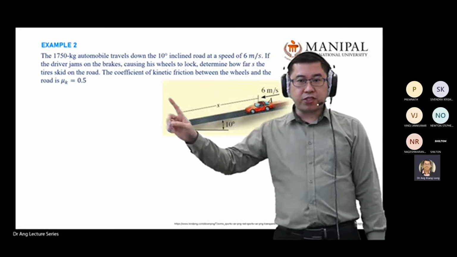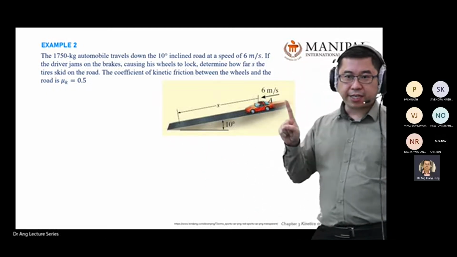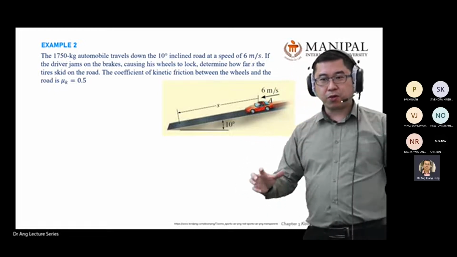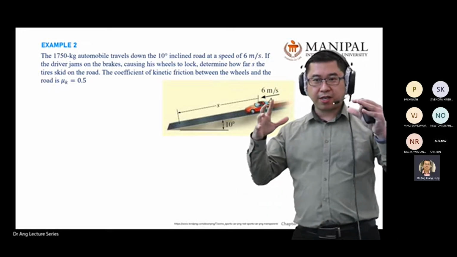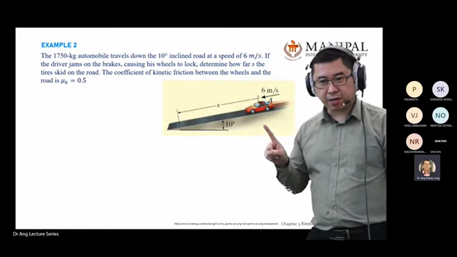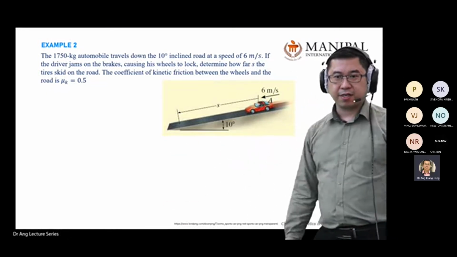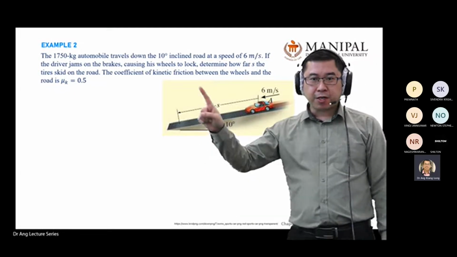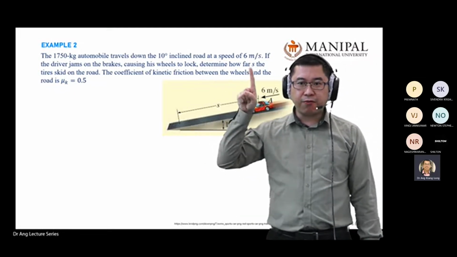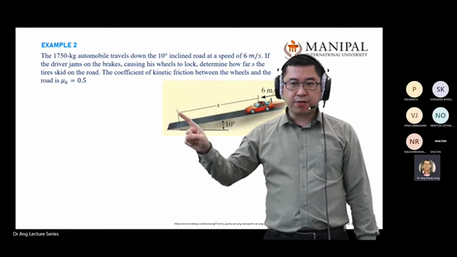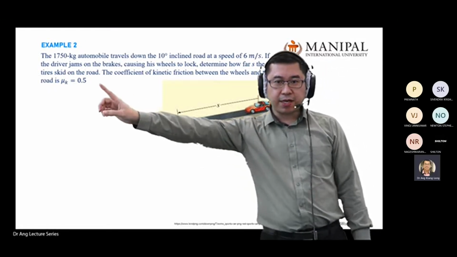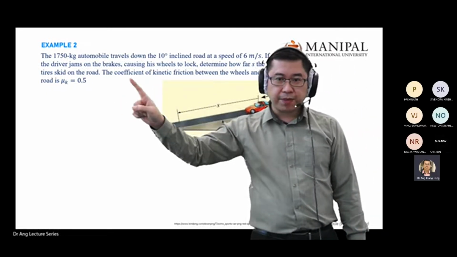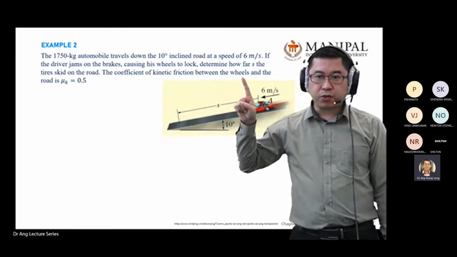If the driver jams the brakes, meaning at this point they are pressing on the brakes, what happens to the wheel? The wheel will lock and it will slide along the distance here, causing the wheel to lock. Determine how far S the car will travel until it skids to a stop on the road. The coefficient of kinetic friction between the wheel and the road is given.